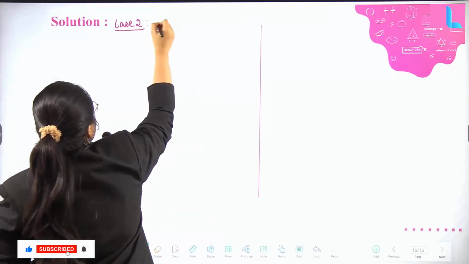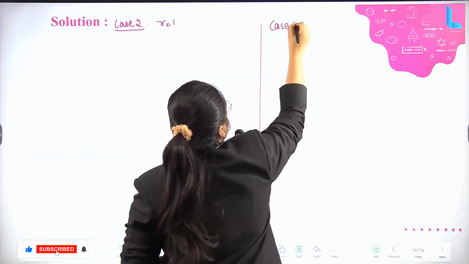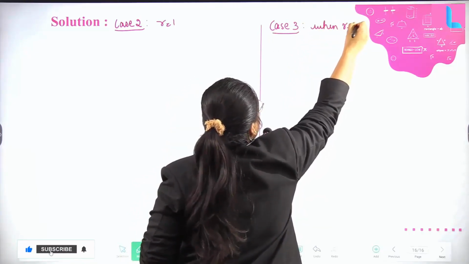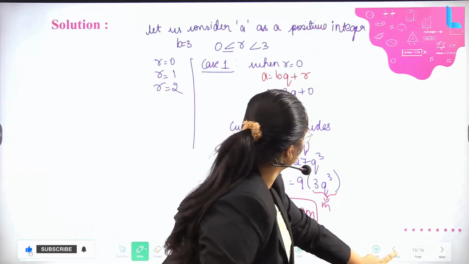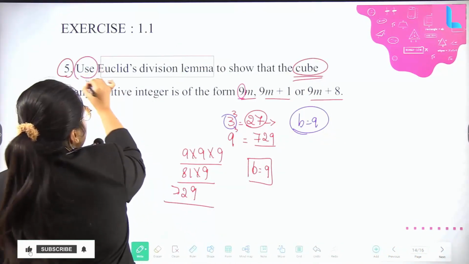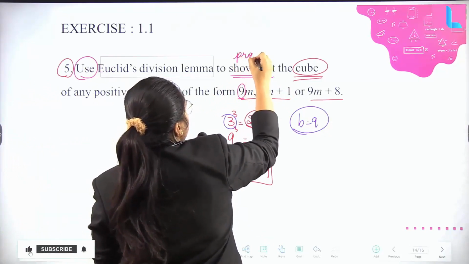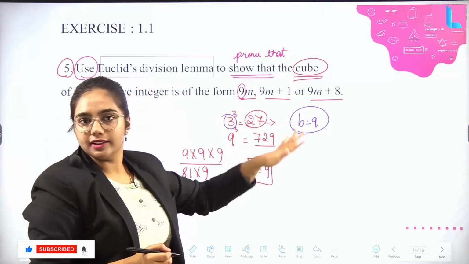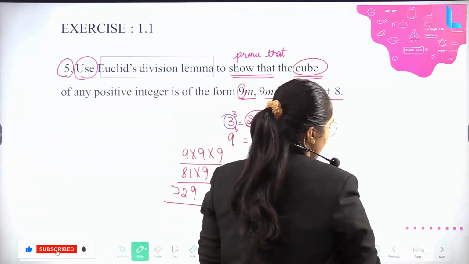Case 2, when r is equal to 1. Case 3, when r is equal to 2. If we solve these two situations, we'll get this answer. Since here it is use Euclid and show that, yesterday only I told you that show that is nothing but prove that. You cannot say that this thing is not satisfying. It will obviously satisfy. It is just that your solving process is not proper.